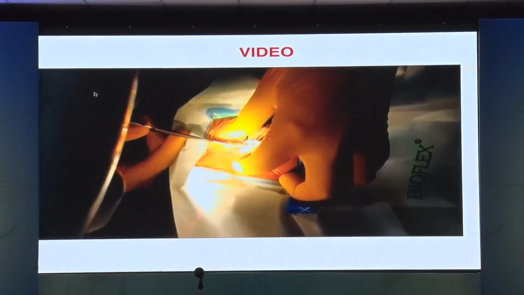Once the patient is there, we need to drape the patient. We have to take care that the eyelashes are properly covered so that they don't come in the way of the microkeratome.